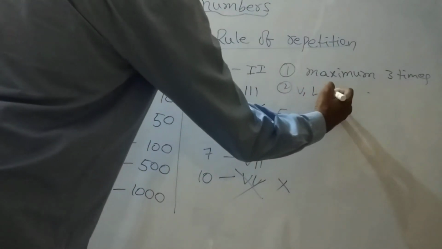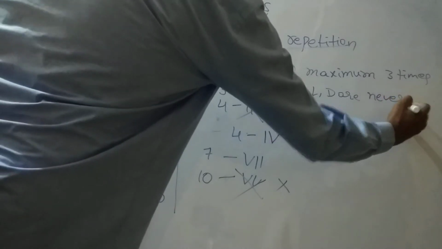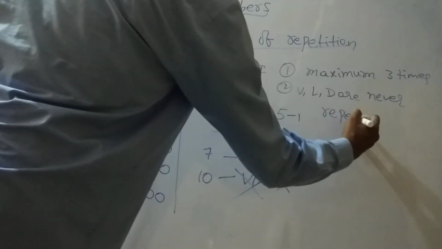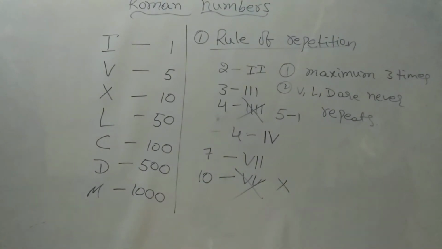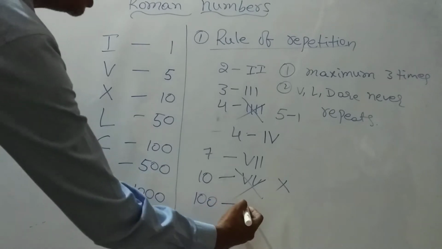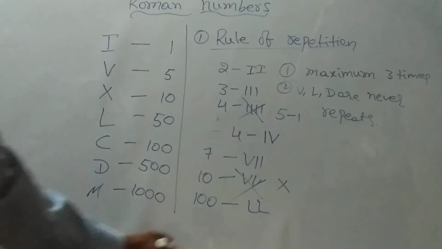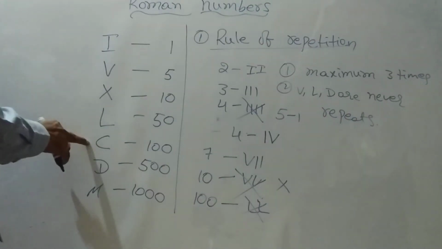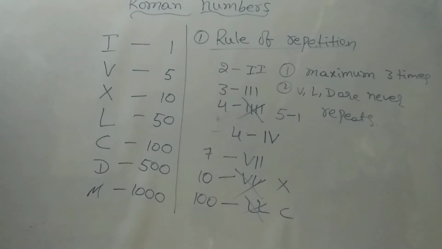V, L, D never repeat. You see, if you want to write 100, we can write L. But L would be repeating. No, we have one more symbol for 100, that is C. That is the reason L is also not repeating. Okay. Next, 500.